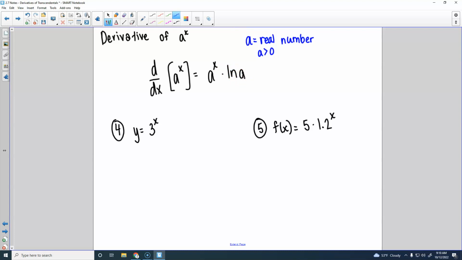Okay? So, if I'm taking the derivative of y equals 3 to the x, then I'm going to use this notation dy over dx. Or if you use y prime, that's also okay. It's just going to be 3 to the x power times the natural log of 3.